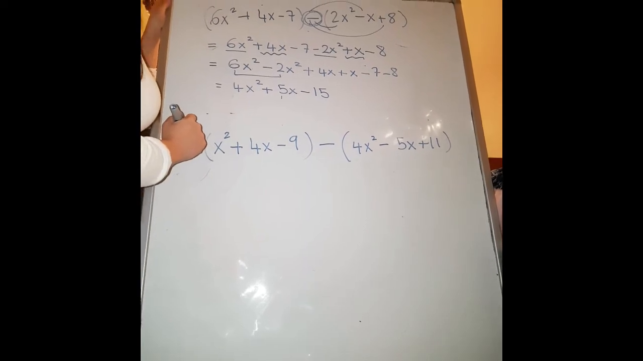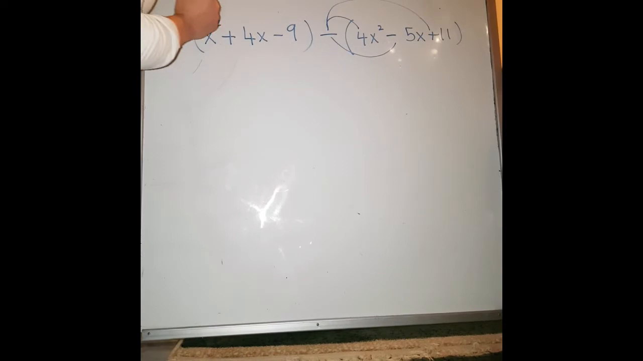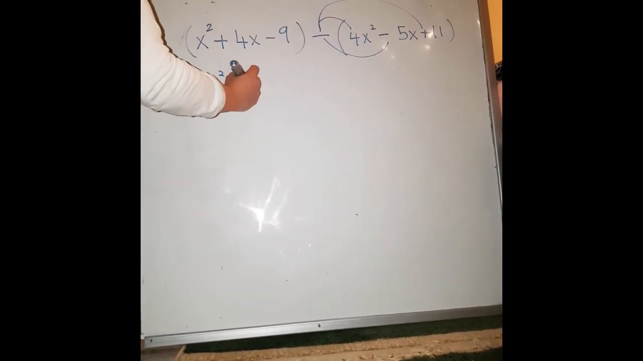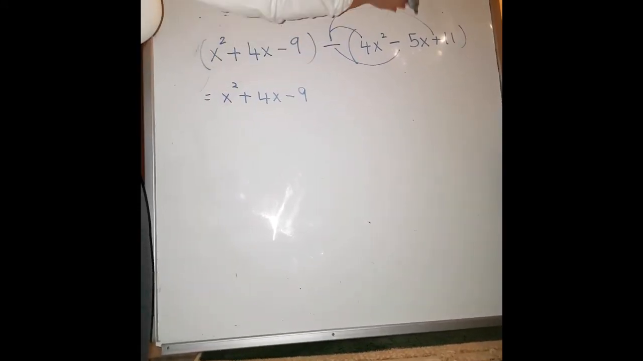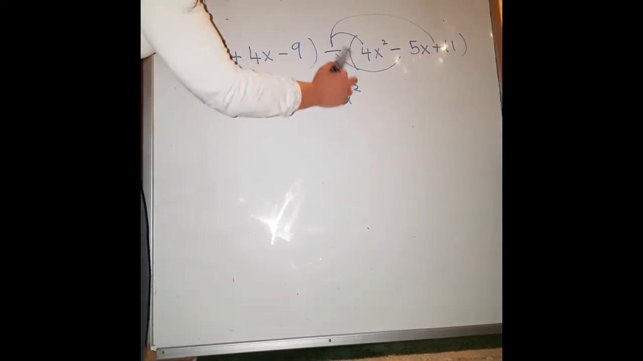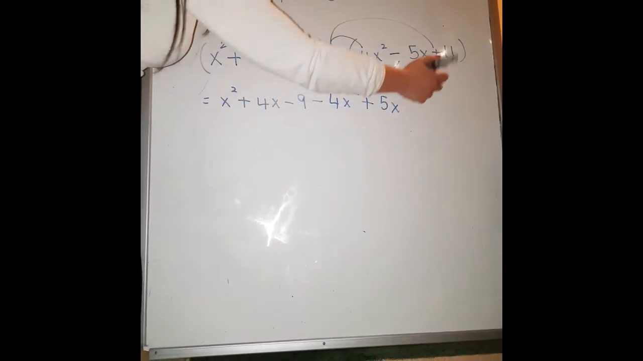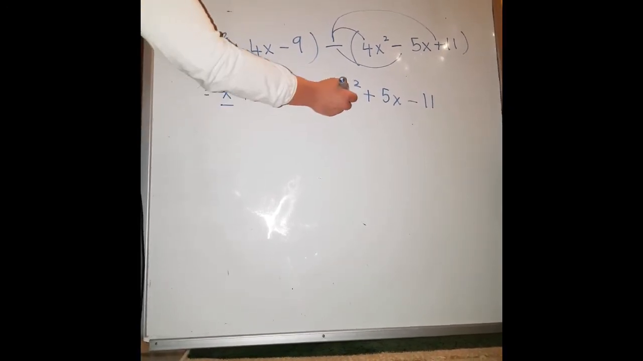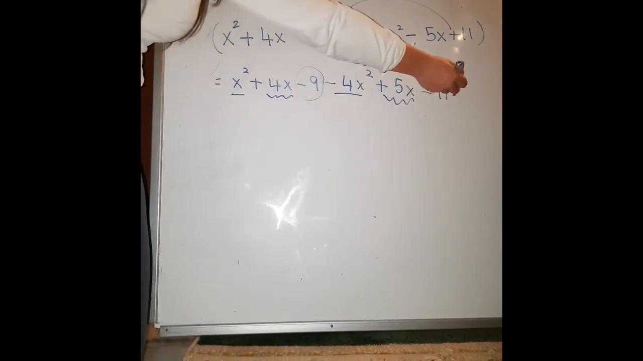I look at my second example, and again, I draw my arrows to change my signs in the second parenthesis. I rewrite my first parenthesis as it is. I do not change anything in it. And then I take the negative sign and I give it to my second parenthesis. Negative times 4 is a negative 4x to the second. Negative and a negative is a positive 5x. A negative and a positive is a negative 11. And now, where are my like terms? x squared and an x squared, 4x and a 5x, a negative 9 and a negative 11.